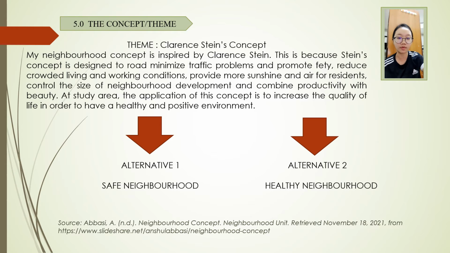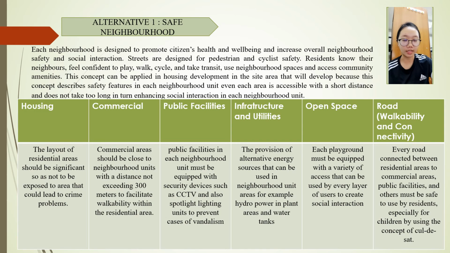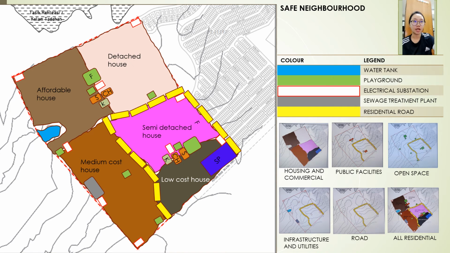The first one is safe neighborhood and the second one is healthy neighborhood. I designed my alternative 1, the safe neighborhood, to promote citizen health and well-being and increase overall neighborhood safety and social interaction. As we can see, I designed the safe neighborhood for housing and commercial, public facility, open space, infrastructure and utilities, road, and all residential areas that we can see on my slide.